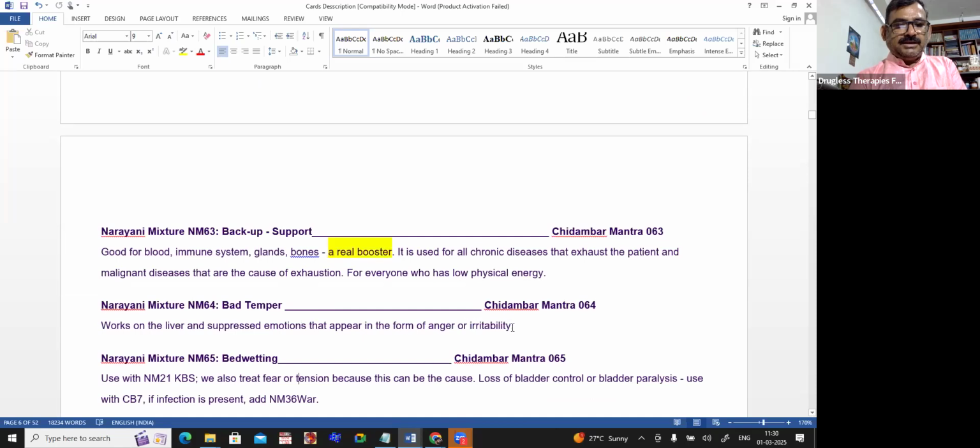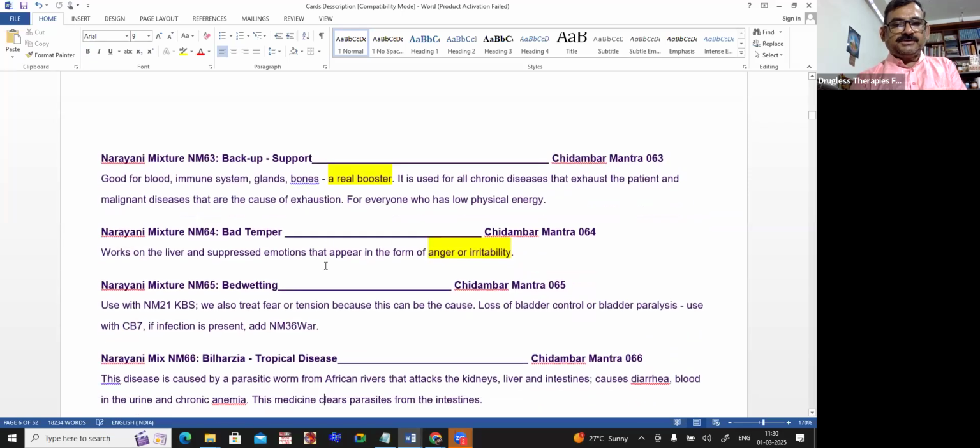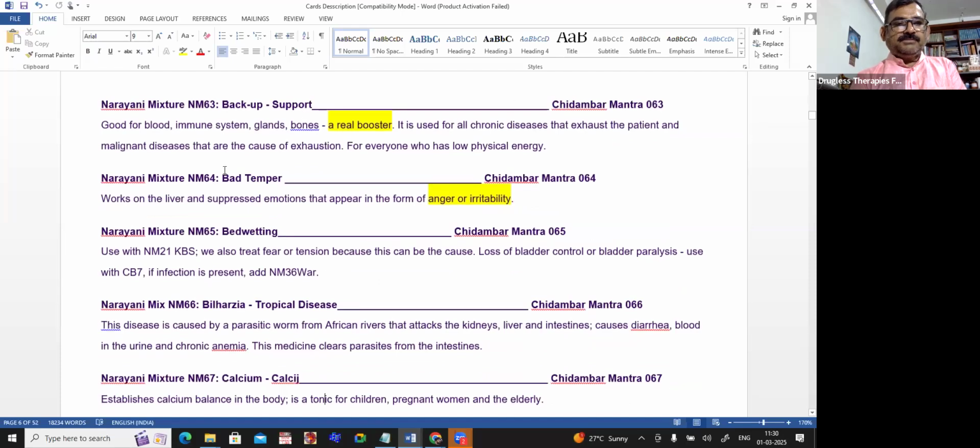Bad temper is for anger and irritation. If someone is getting angry at home, think that their liver is not working properly, so we can give the bad temper mixture. Anger is governed by the liver. Bedwetting, the name itself tells you, means uncontrollable urine in bed. You can use this one for that.